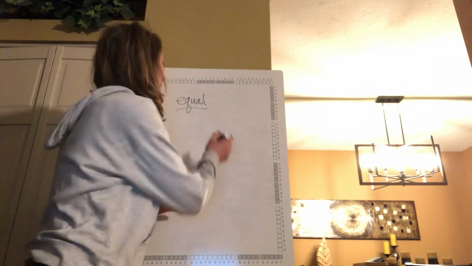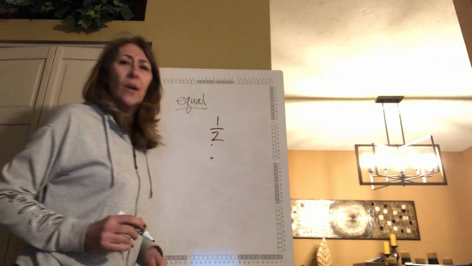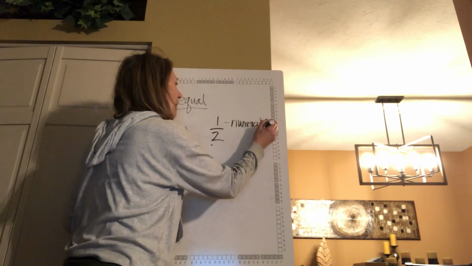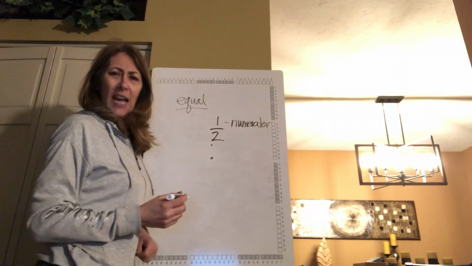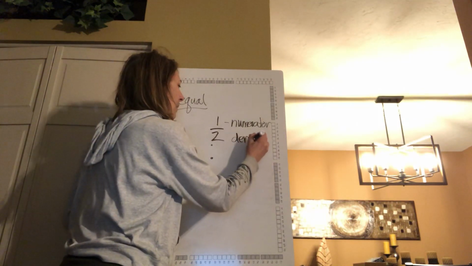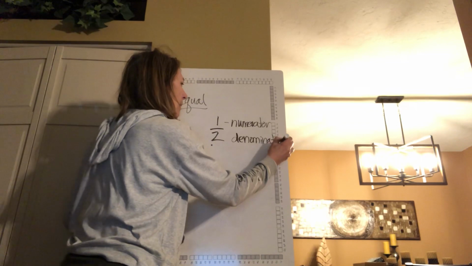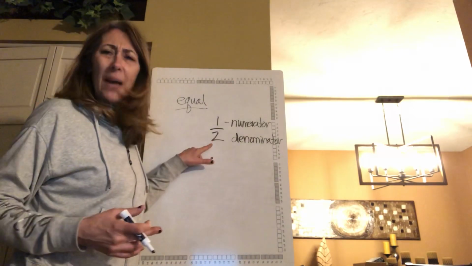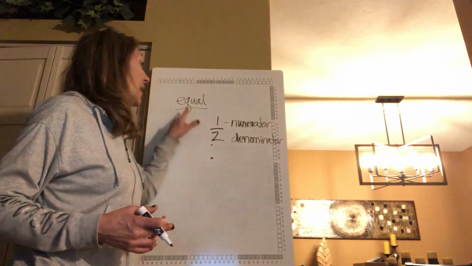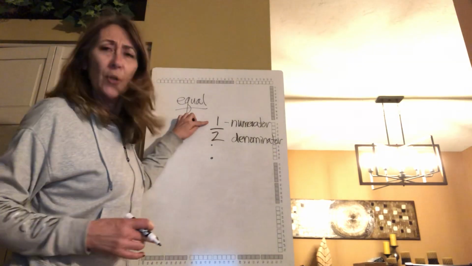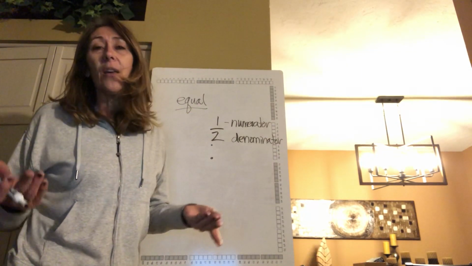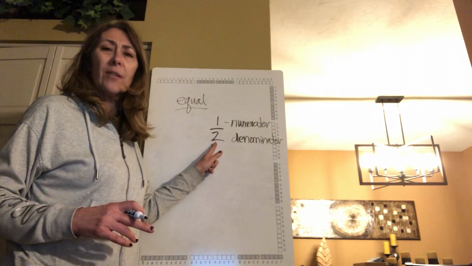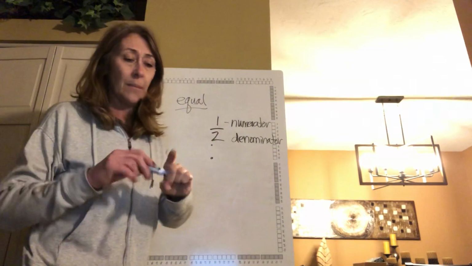Again, let's go back to 1/2. We have the top number, which is the numerator, and the bottom number is the denominator. Those are important words we're going to go over and over and over again. The bottom denominator tells me there are two equal parts in the whole. The top numerator tells me how many I am referring to. So 1/2 means two equal parts in the whole, and I want one of those.